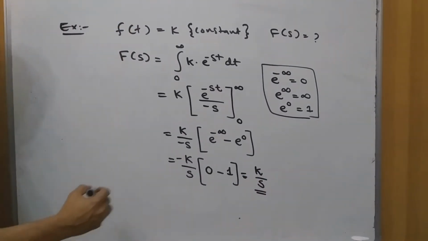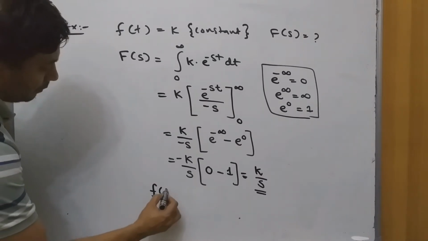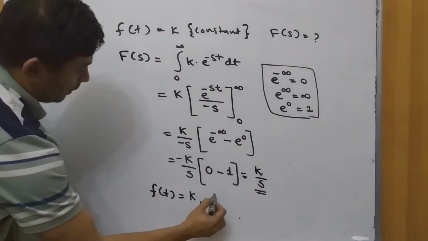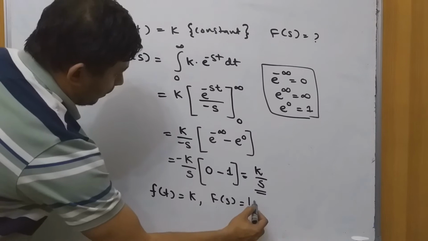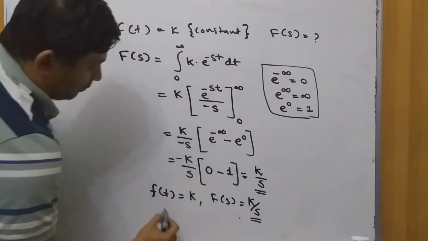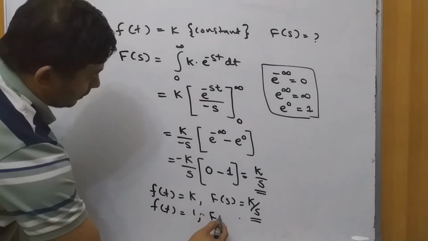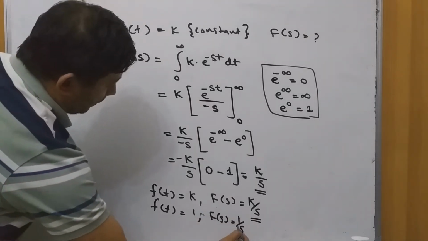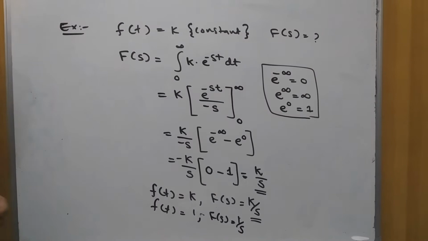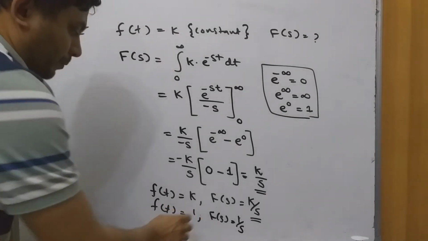So the meaning is that f of t, if it is a constant k, then the corresponding F of s is k by s. So if f of t is 1, F of s is going to be 1 by s. If it is 10, it is 10 by s, and so on.